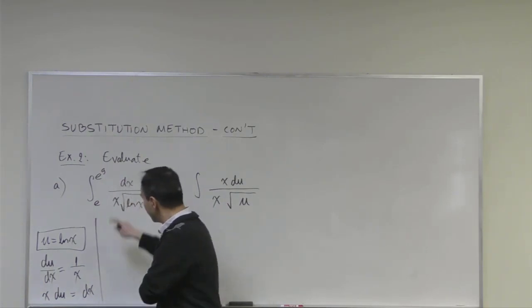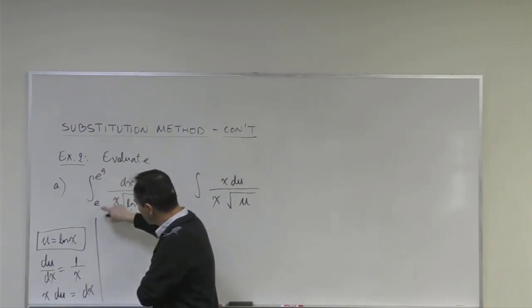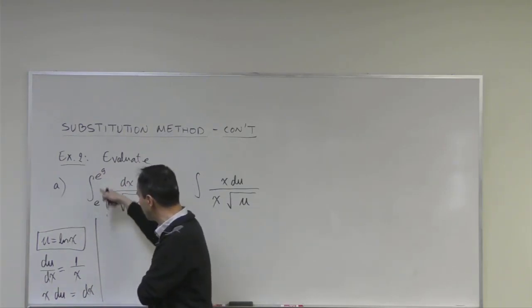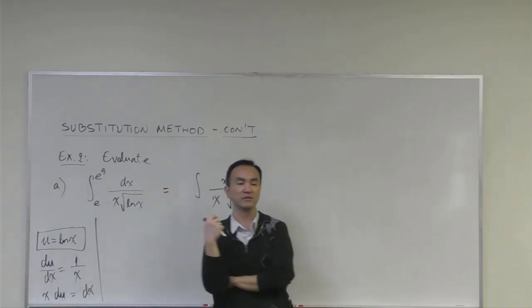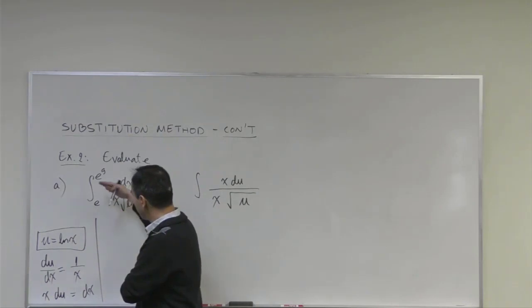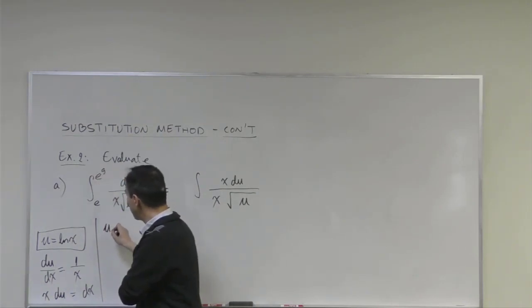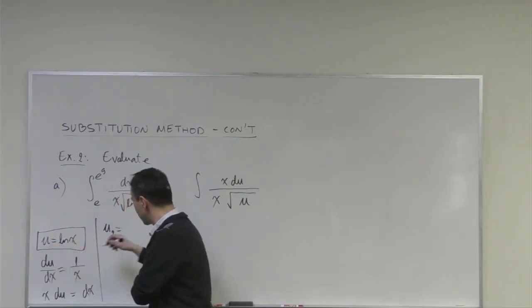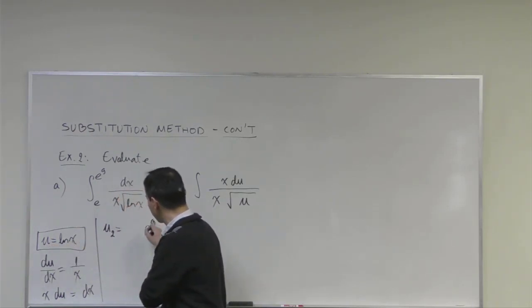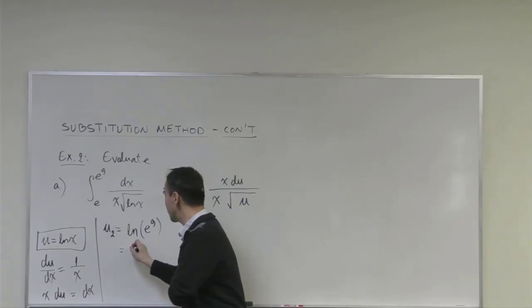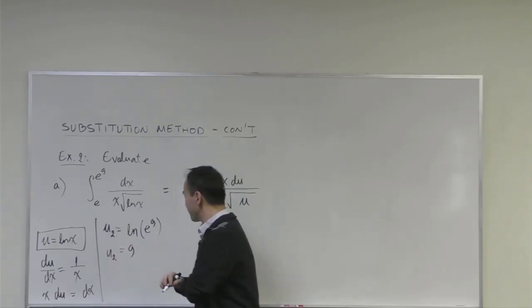These two integral limits right here are with respect to x. So now we need to also change them to limit values in terms of the new variable u. I'm going to call the upper integral limit u2. Our substitution is u equals natural log of x. So when x equals e to the 9th, I substitute that into the natural log function, and that comes out to precisely 9. So u2 is 9.